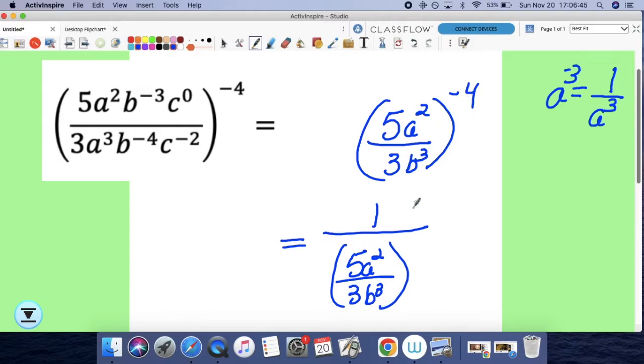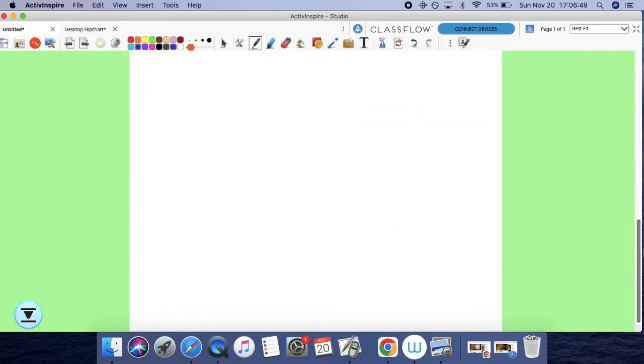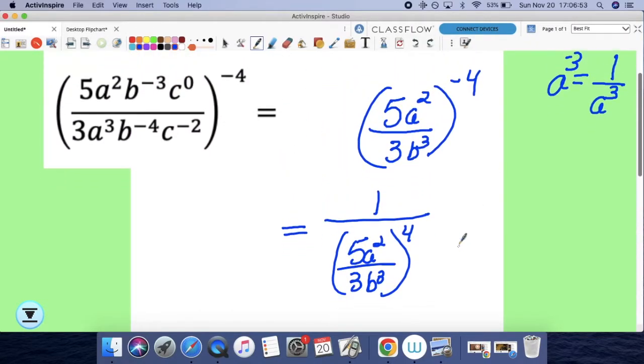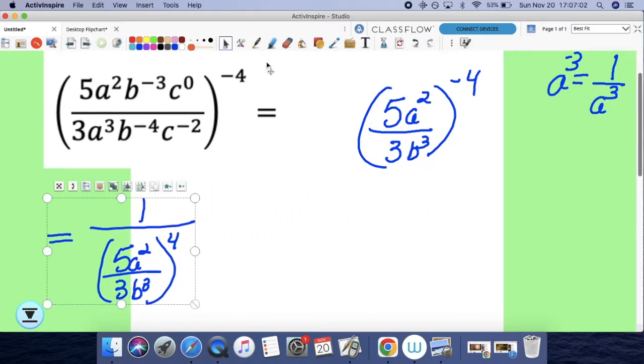And my exponent that was negative 4 is now 4. It's okay, nothing wrong with that, right? And then from here, we're going to go, see if I can move just this guy here. Okay. And then our next step would be to take care of the exponents, right? The expanded rule.